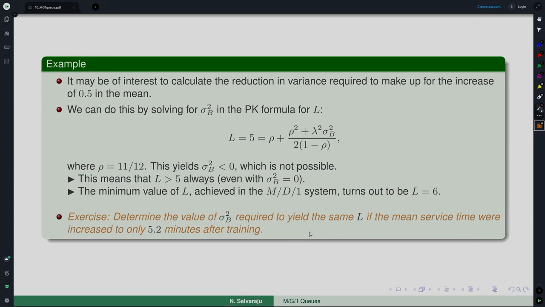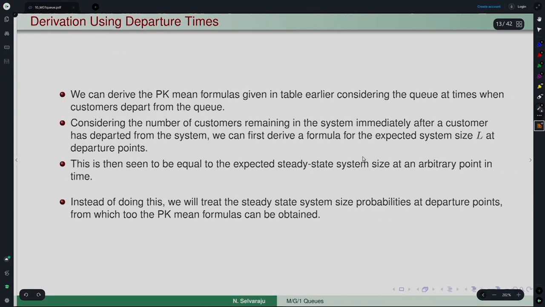Okay. So, this is another example where we are using this result, basically comparing the systems as well. So, you can directly use this PK mean value formula to answer questions of this nature, where you are unconcerned about the system size probabilities, but only about the mean values.